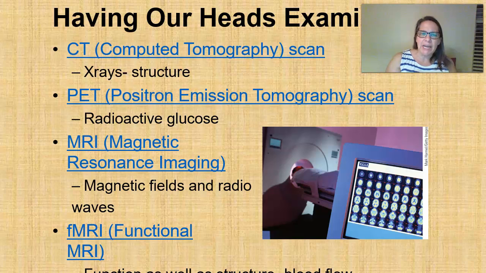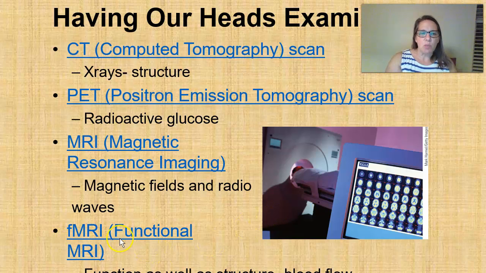An MRI, magnetic resonance imaging. So this one uses magnetic fields and radio waves to, again, map out the parts of your brain. And this image right here is showing you an MRI, and it is kind of showing you some of the images that you can get. And again, we're looking mostly for the structure of your brain to make sure that there's no damage or nothing growing that shouldn't be there or anything like that.